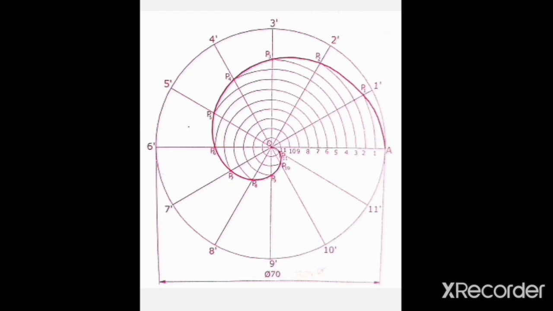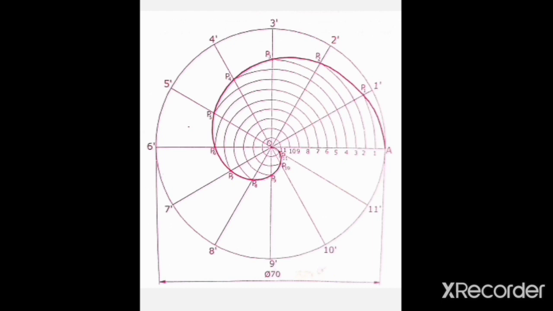Similarly, you have to draw arcs from the 4th, 5th, 6th, 7th, 8th points from center point O, taking the radii O4, O5, O6, O7, O8. Similarly, we have to draw all the arcs from the center point, taking the distance from O as the radius. Then we will get points P1, P2, P3, P4, P5, P6, P7, P8, P9, P10, P11.